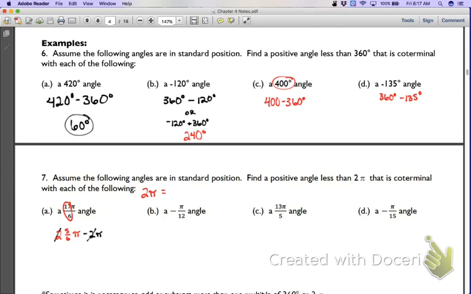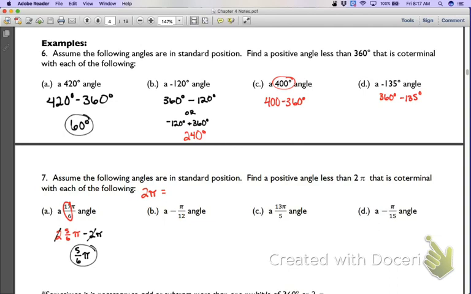So the 2's are gone. I'm just left with 5/6 pi as far as my angle. Now, I don't know what that is. We'll get to that later. But again, it's just in terms of radians. Radians are just another way of doing it. Same way here. So let's go ahead and do C, since C is the same way.